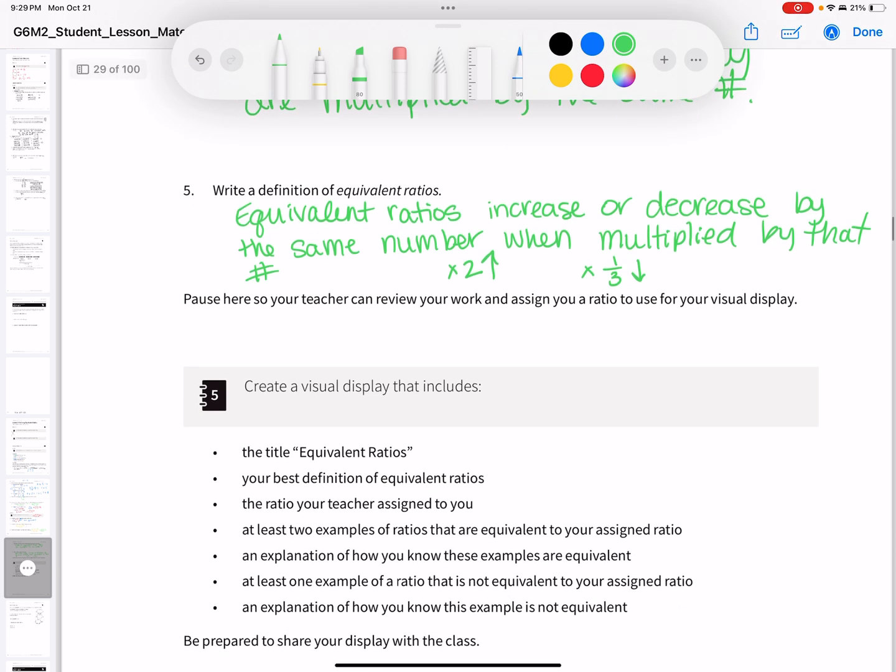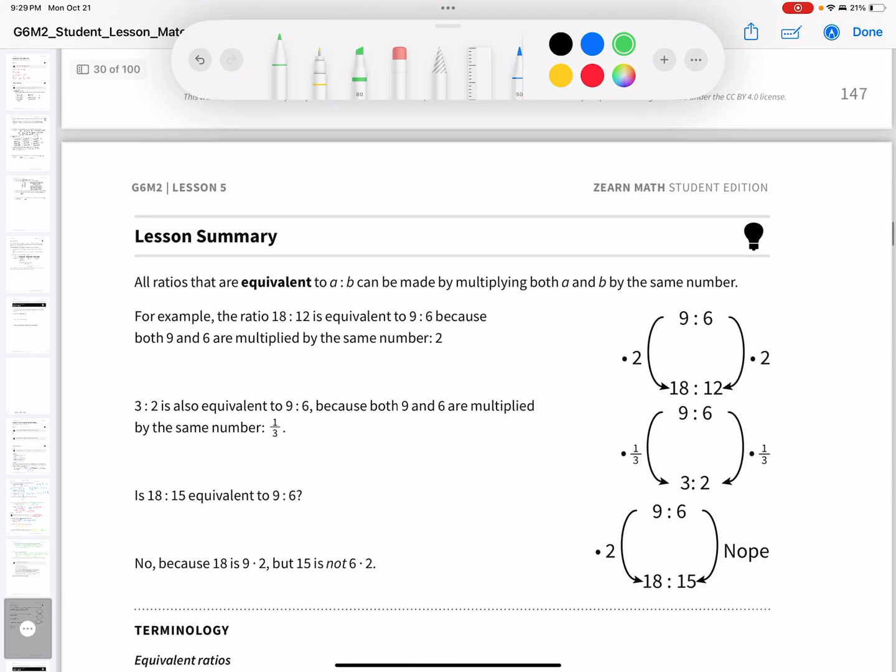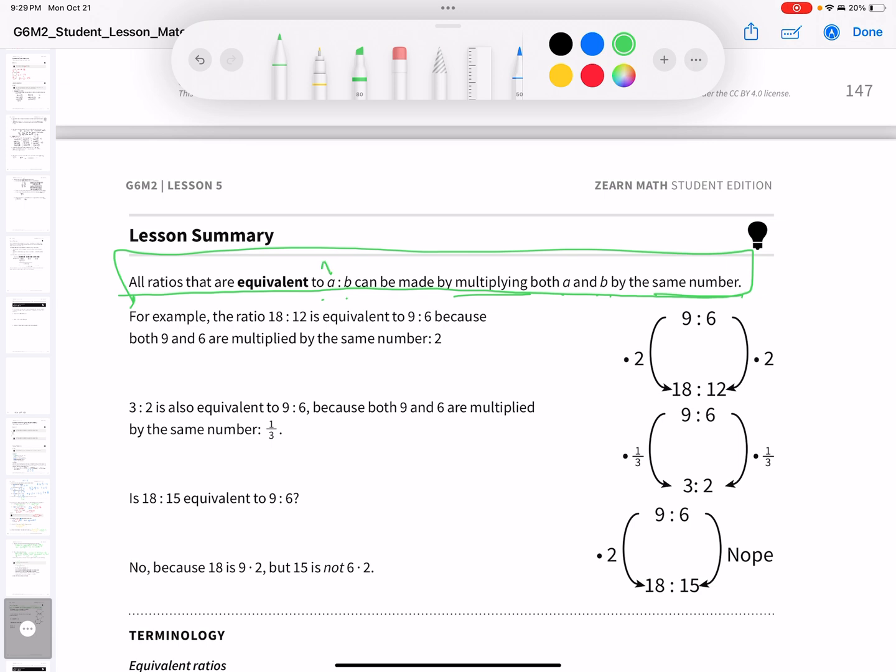Okay, we are not going to create a visual display. And that is the end of our lesson. So you can see here, this is a definition, probably a better definition than I gave you, of what an equivalent ratio is. All ratios that are equivalent to A to B can be made by multiplying both A and B by the same number. Right? So whatever I multiply A by, if I multiply A by 21, then I must multiply B by 21 as well. All right. Make sure you go through your lesson summary.